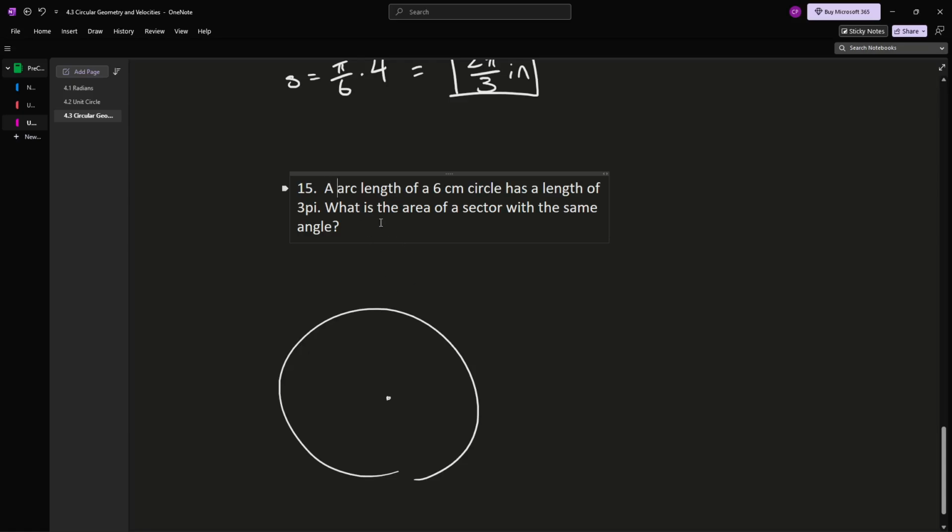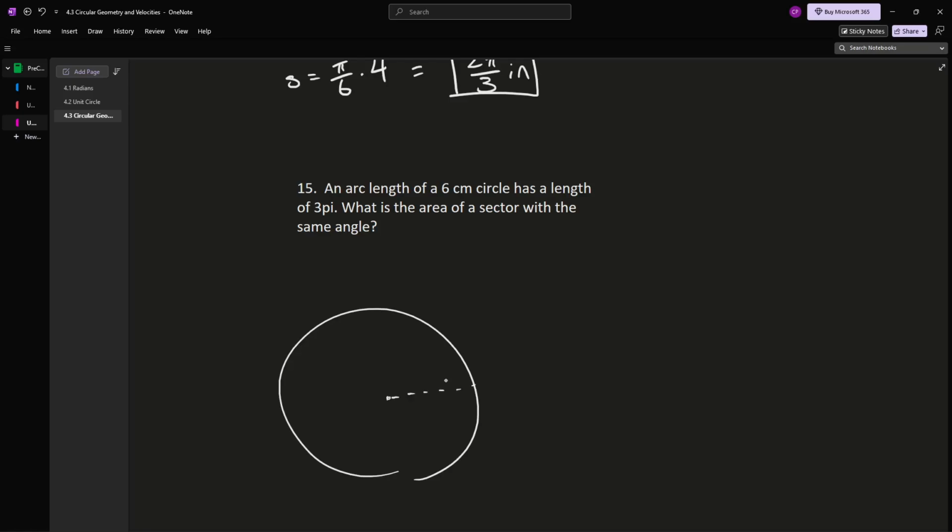And an arc length of a 6 centimeter circle, whenever you see a measurement given to a circle, that is the radius. So the arc length of a 6 centimeter circle has a length of 3 pi. So my radius is 6 centimeters. And a section of it, I'll just mark this, is 3 pi. What is the area of a sector with the same angle? And this kind of gives us a little hint. We want to use the same angle. We want to find theta first. But the end goal is area.